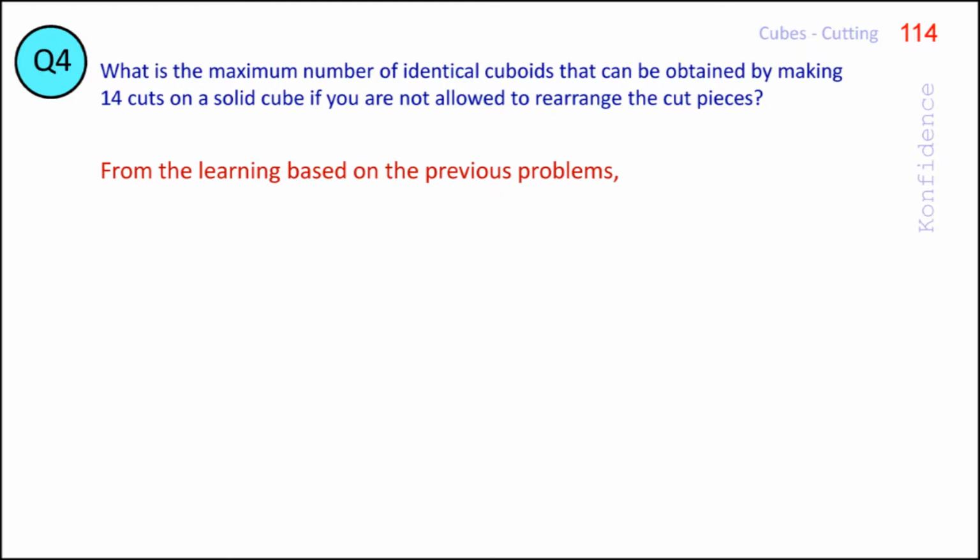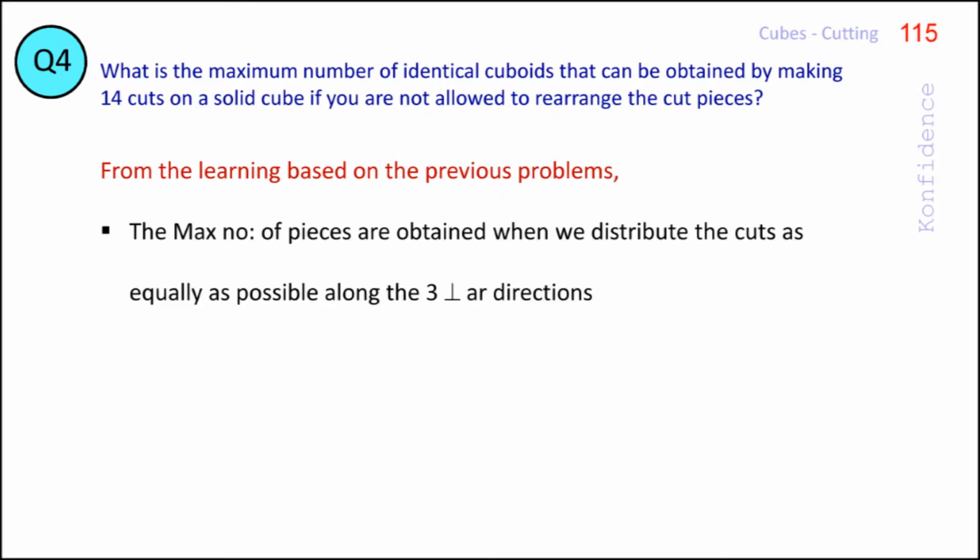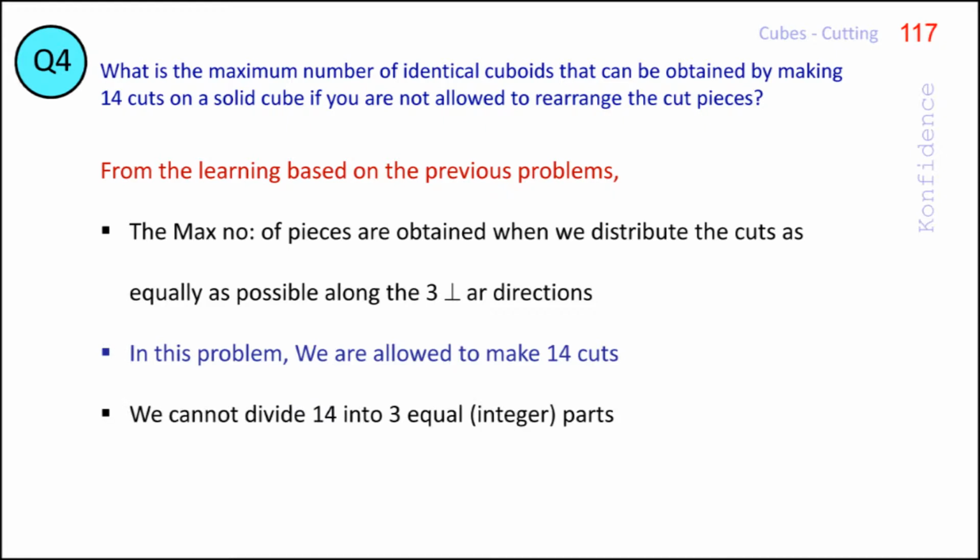From our experience with earlier situations, we know that the maximum number of cuboids are obtained when we distribute the cuts as equally as possible along the three perpendicular directions. In this problem, we are allowed to make 14 cuts. So for getting maximum cuboids, we should distribute these 14 along three directions. But 14 is not exactly divisible by 3. We cannot have 14 by 3, which is 4.67 cuts along a direction.